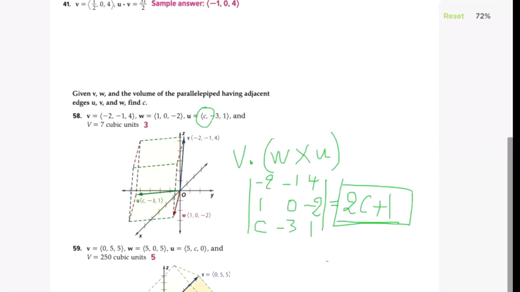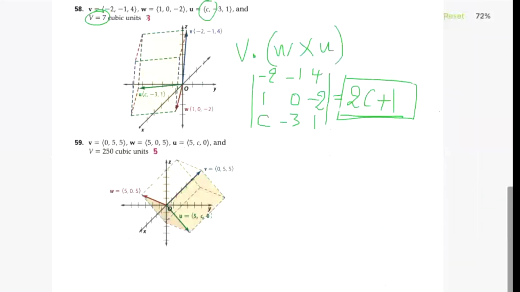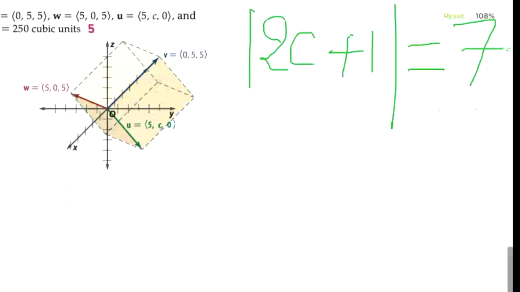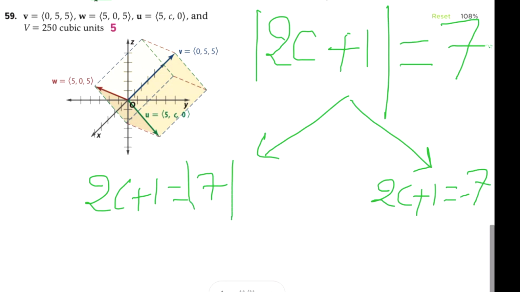Now the volume, if you want me, I can explain it for you. The volume is given 7. So we put the absolute value of 2C plus 1 equals 7. And we solve. Here, you need to remember that when you solve absolute value like this, you have to put 2C plus 1 equals 7, or 2C plus 1 equals -7. You remember this? Because absolute value of 7 is 7, absolute value of -7 is 7. That's why you have to put it equal 7 or equal -7.